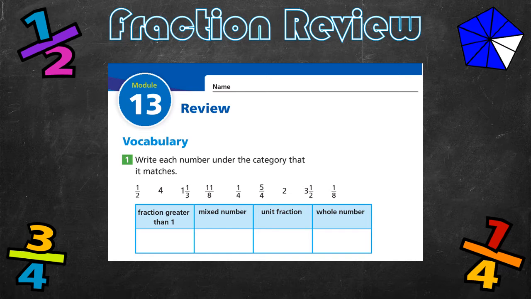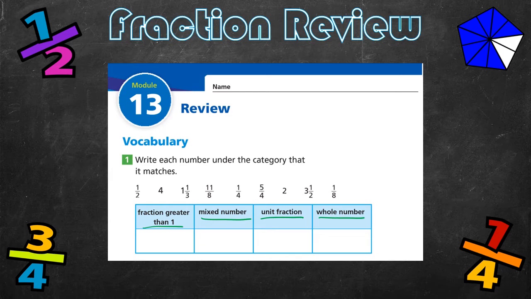Welcome back, boys and girls. Let's see how you did. Let's start with the vocabulary. Number 1 says, write each number under the category that it matches. And our categories are fraction greater than 1, mixed number, unit fraction, whole number.